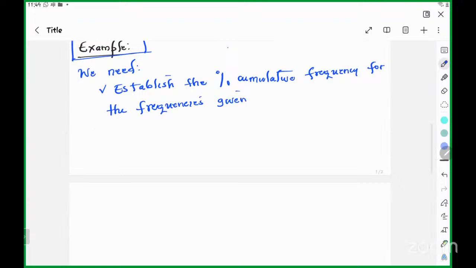Okay, and then establish the percentage cumulative frequency for the class marks.